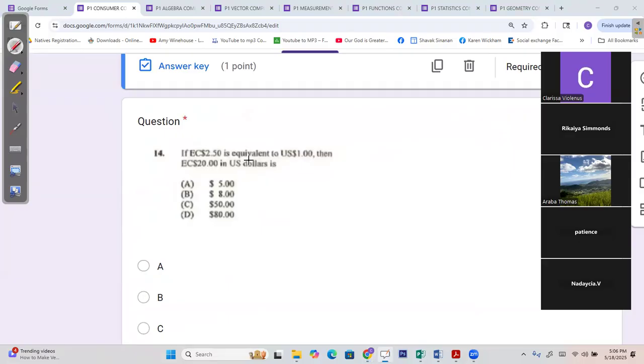If 250 EC is equivalent to 1 US, right? So what you need to pay attention to is that you're going from EC to US. Look at what's happening to the numbers. You're going from 250 to $1. So that means this direction is division. And from US to EC would have been what? Multiplication. And then you need to realize that you're either multiplying or dividing by the unit number. So if 1 is 250, that means you're multiplying or dividing by the 250. So that means we got $20 divided by 250.